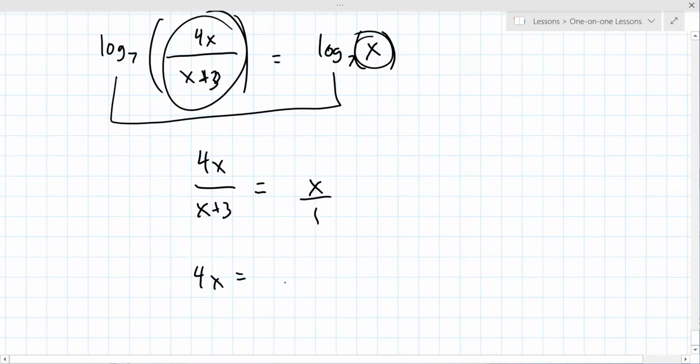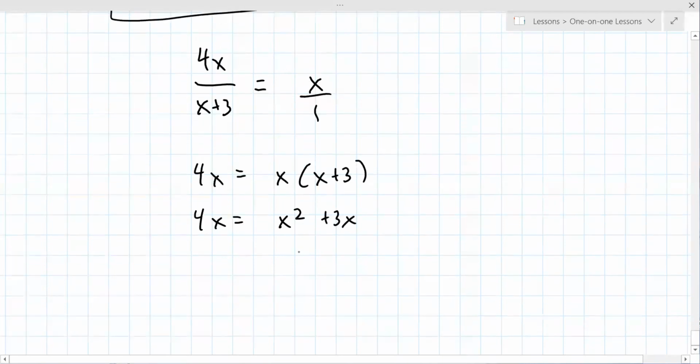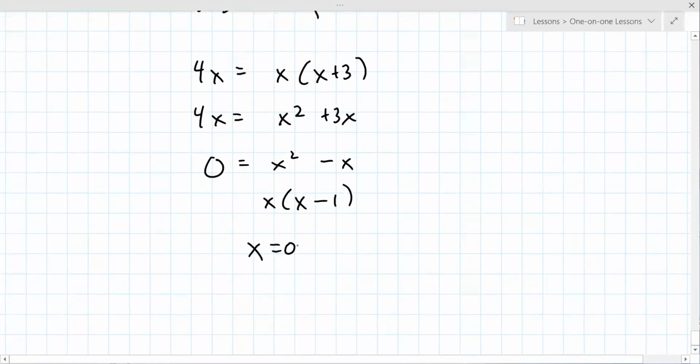So it's 4x equals x times x plus 3. 4x equals x squared plus 3x. So we'll move the 4x over. You end up getting x squared minus x. Factor out an x, you get x minus 1. So x can either be 0 or x can be 1.